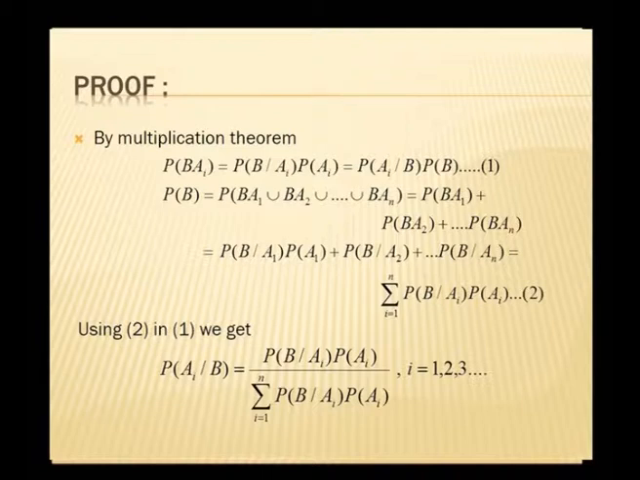And using this second equation in the first one, we get P of Ai by B is given by P of B by Ai into P of Ai divided by P of B, and P of B we already got from the second equation, which is to be replaced by sigma P of B by Ai into P of Ai, where i runs from 1 to n. So, this is a simple proof for the given Bayes theorem.